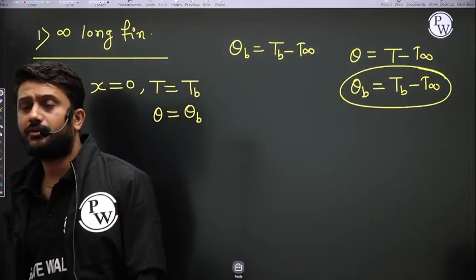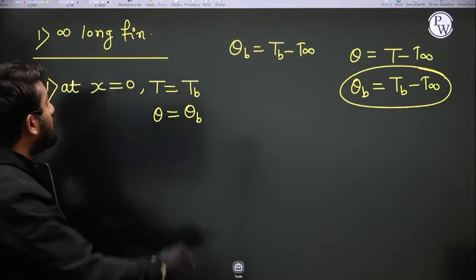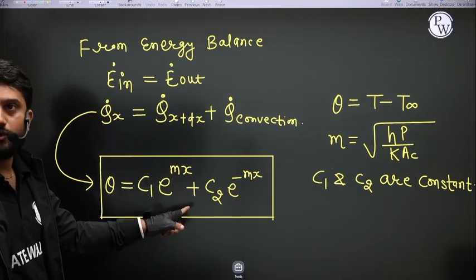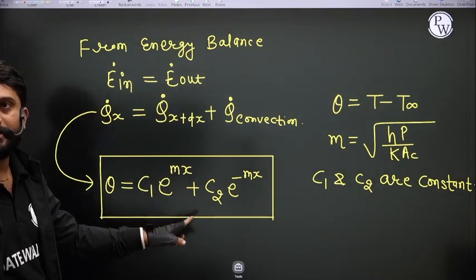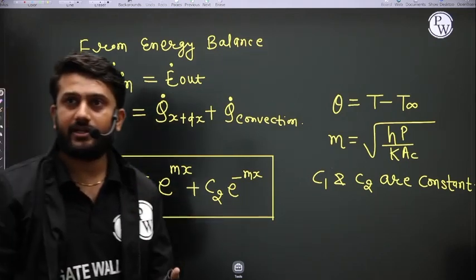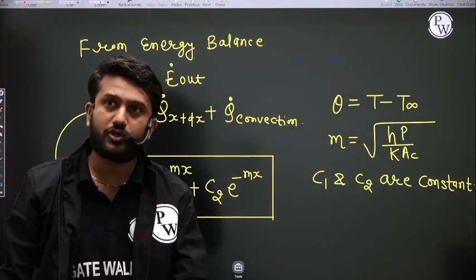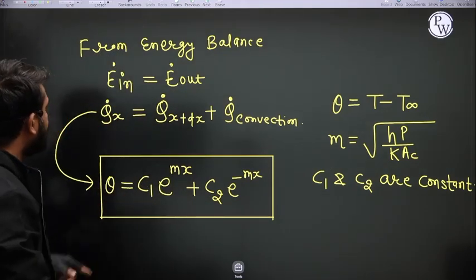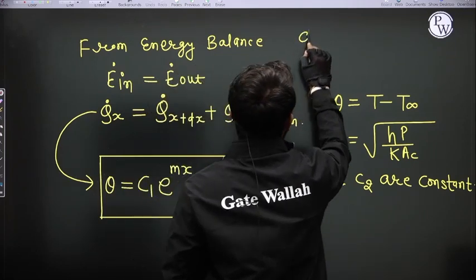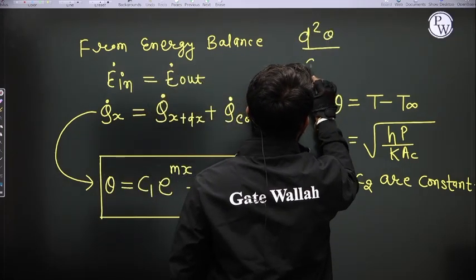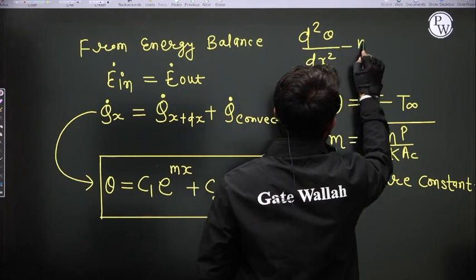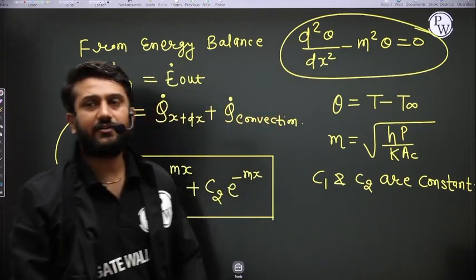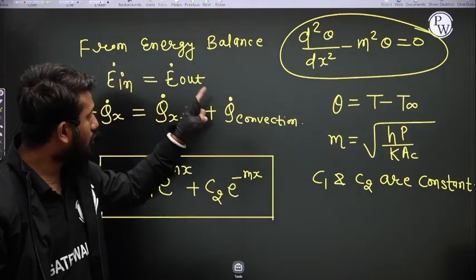So at x equal to 0, because this is the solution of the governing equation. And if you want to see, the governing equation is like this: d square theta by dx square minus m square theta is equal to 0. This is the governing equation, and this is a solution of this governing equation.